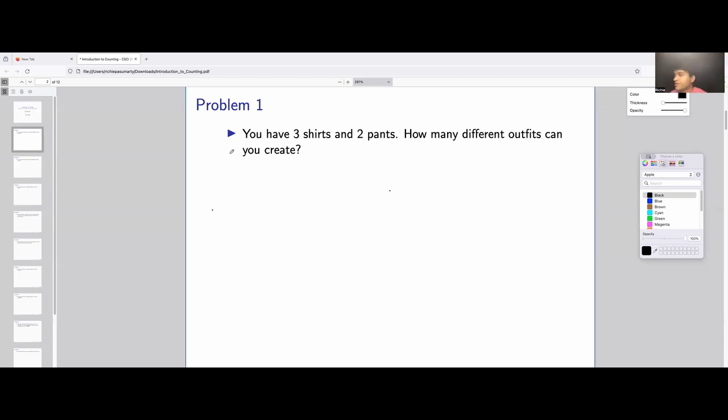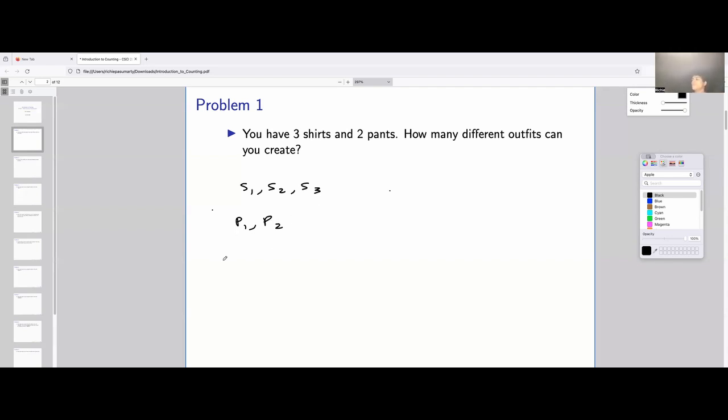All right, so in our first question, I have 3 shirts and 2 pants. So the question is, how many different outfits can I create? An outfit consists of a shirt and a pant. So I'm going to need 1 shirt and 1 pant in my outfit. Let's say that I call my shirts S1, S2, and S3, and I call my pants P1 and P2. I'm just keeping these subscripts to keep in mind which pant is which.